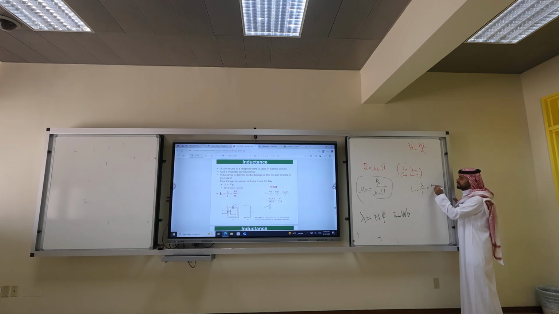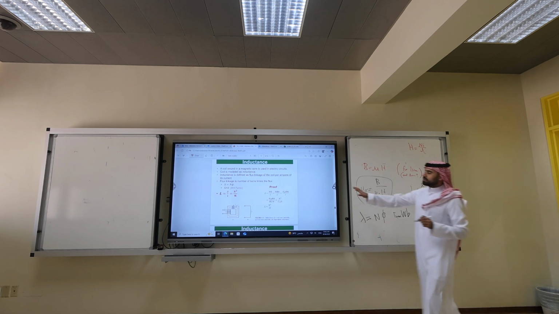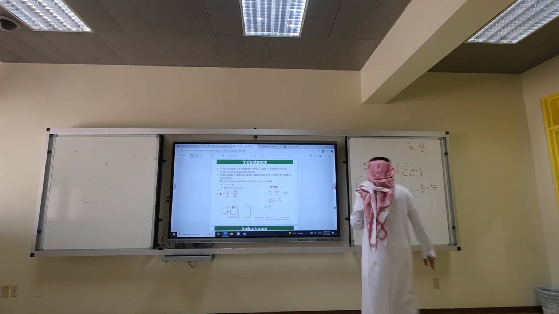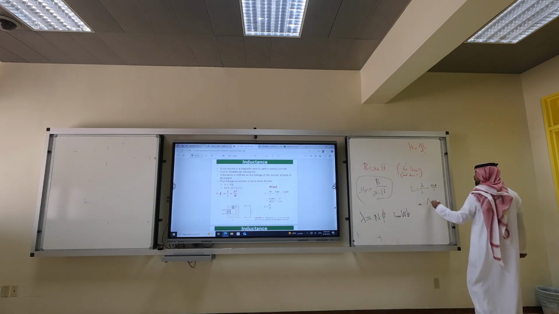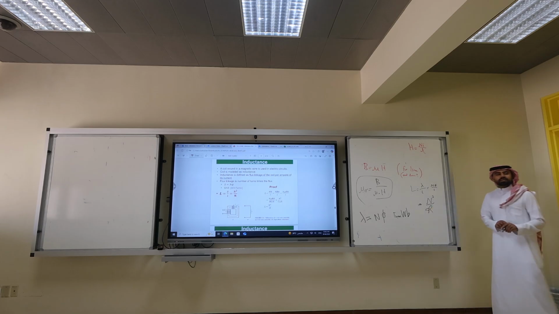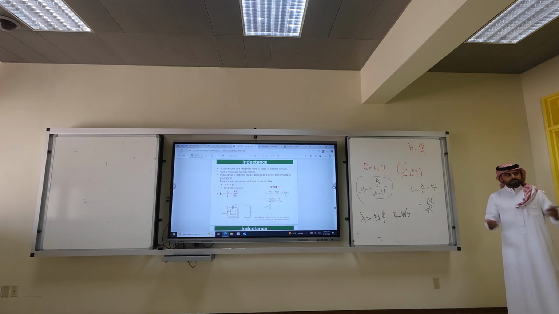So it is N times flux over I. Math is hard. Substitute with stuff. Ultimately, you get N squared over R. What is R? Reluctance of what? The coil? Wrong. The core. The coil is copper. It doesn't have reluctance.